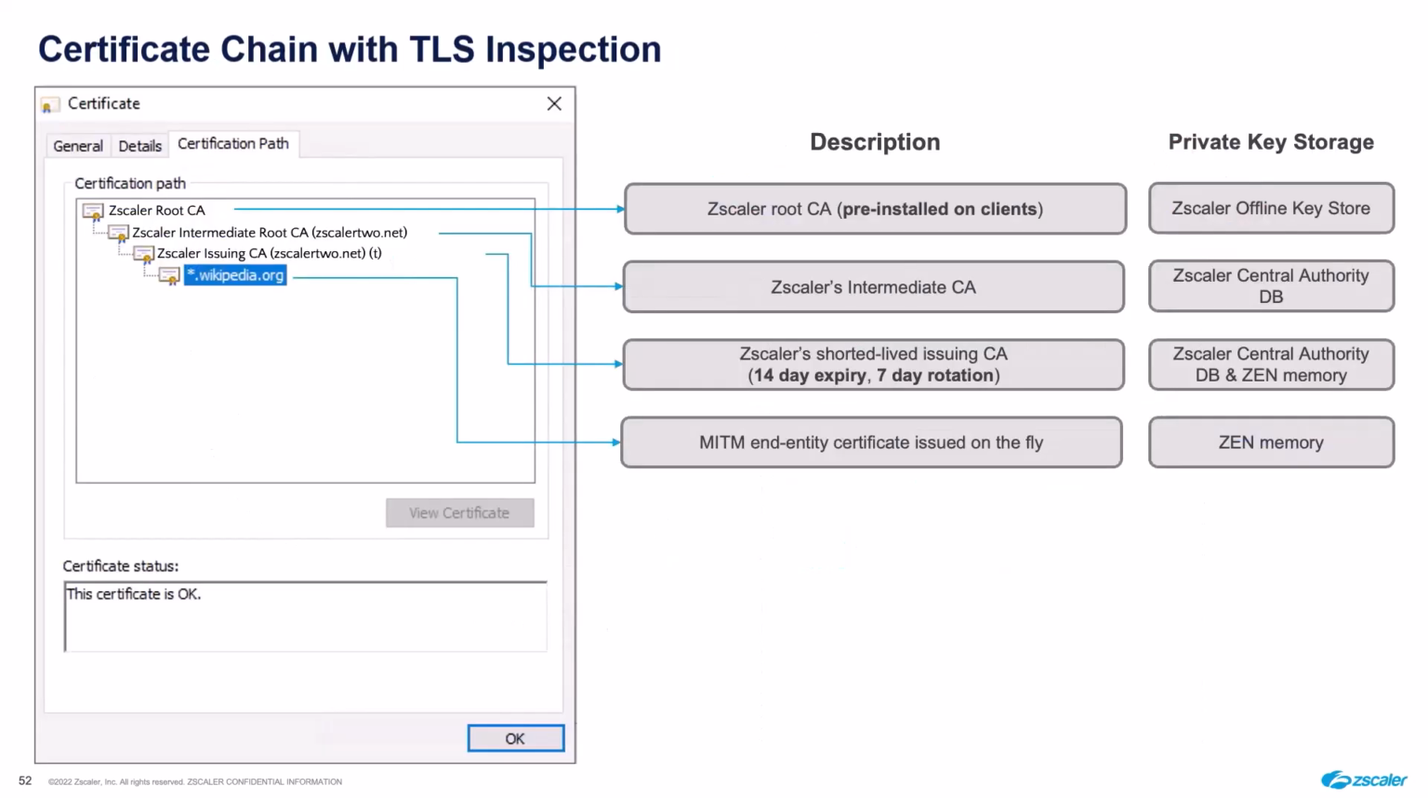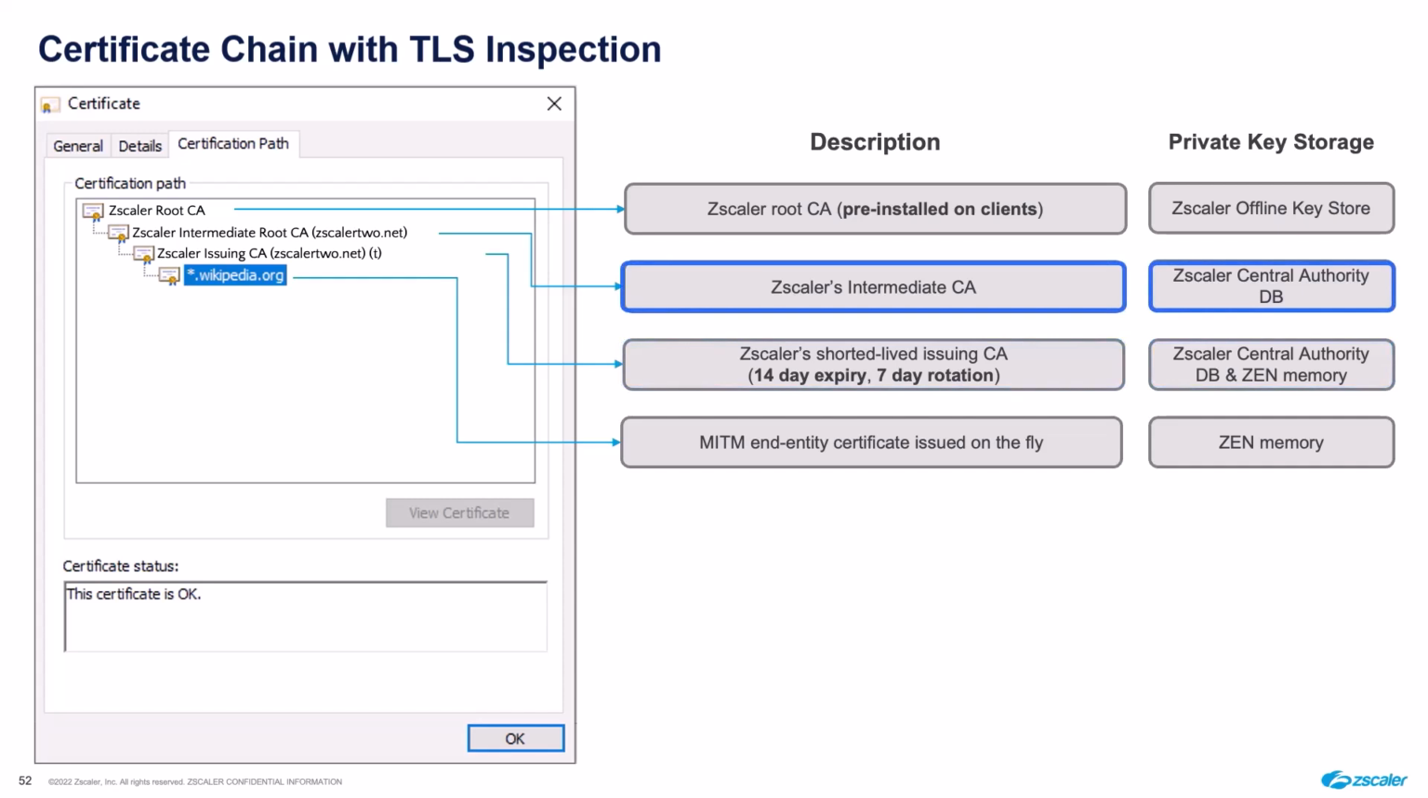So if we look at the certificate chain, the certificate that's provided to the client in the bottom here is wikipedia.org. That is the man in the middle spoofed certificate. It's generated on the fly. And that certificate is signed by the Temporary Intermediate Certificate Authority, which has a 14-day expiration. It's rotated every 7 days. That is held within the Zscaler Central Authority and distributed to the ZEN and only ever held in memory.